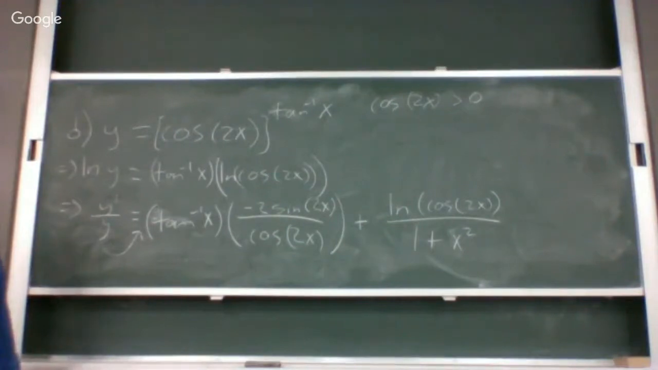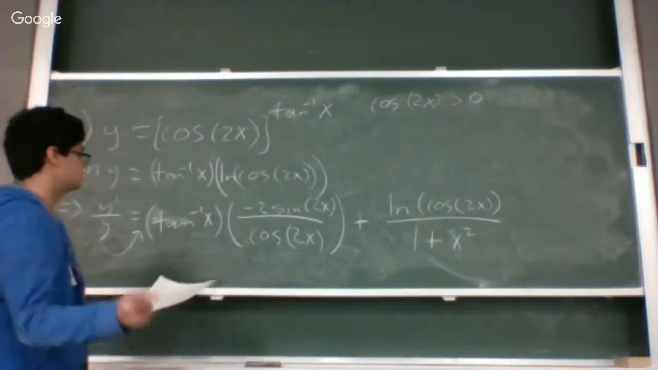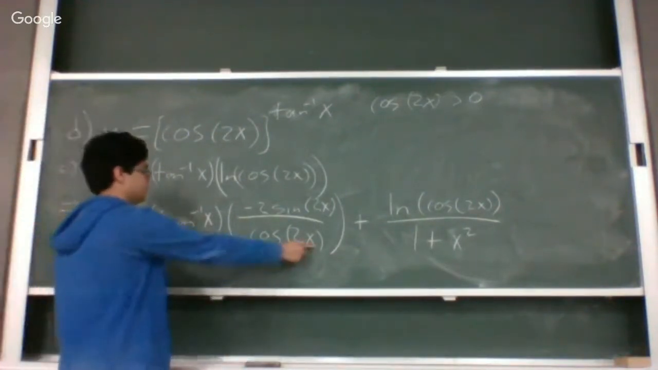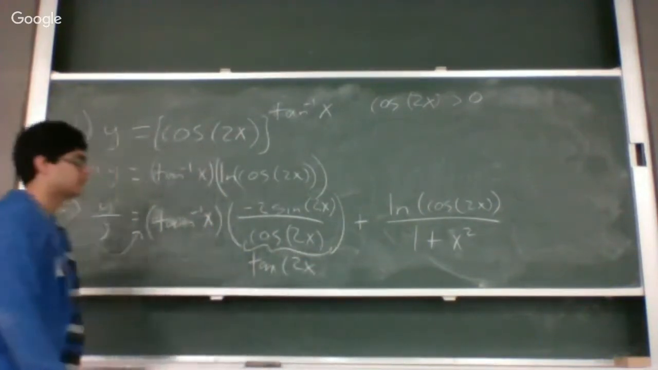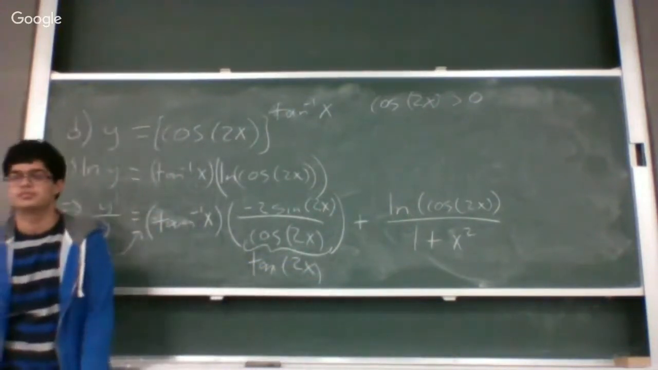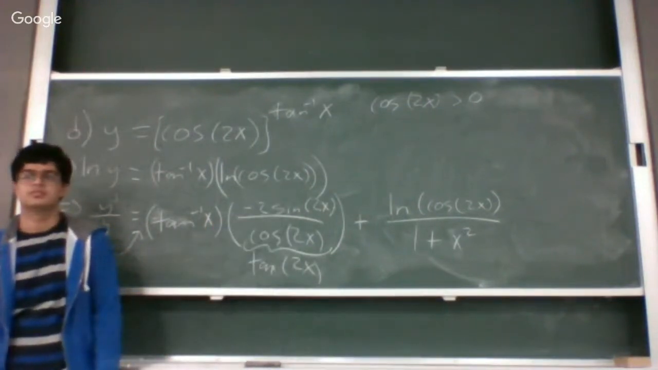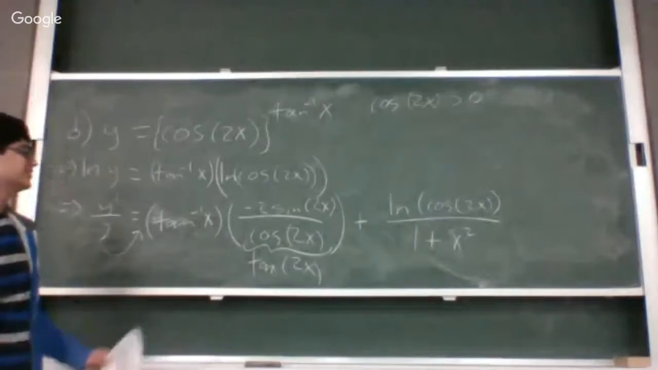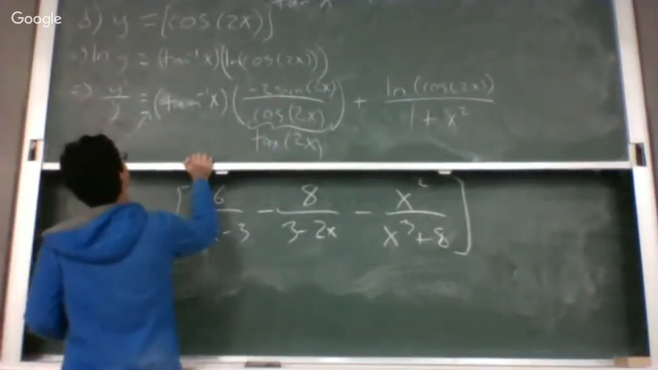What do you mean tangent of 2x? Oh, wait. Yeah. This? Yep. Yeah, you can pull the negative out. Oh, I'll rewrite it. I didn't want to rewrite it.